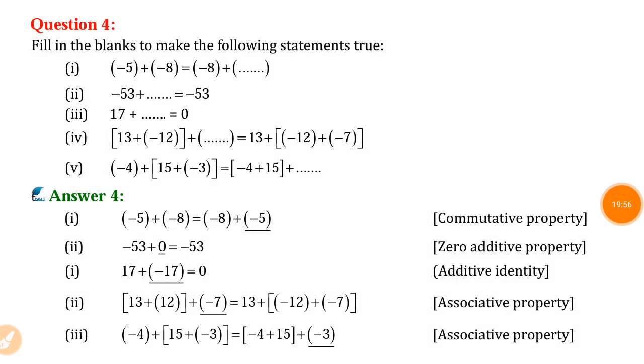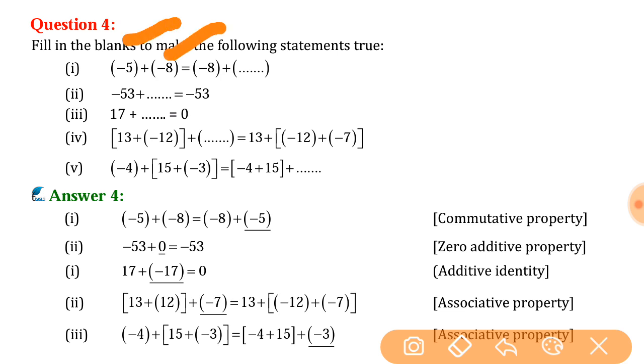Go for the next question. Fill in the blanks to make the following statements true. See, these are applications of the commutative property and associative property. This all means the addition of two integers gives the same answer in reverse addition also. So we have to concentrate here. Minus 5 plus minus 8 gives minus 8 plus minus 5. Reversely, you'll get the same answer.